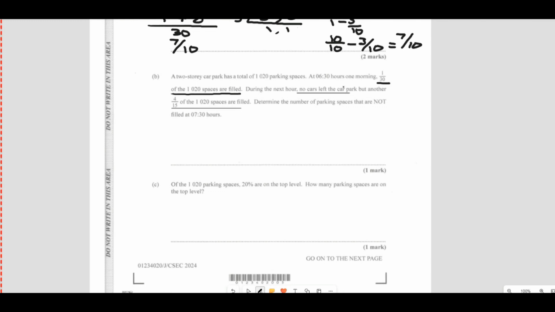But they fill it up with another 4/15, that is correct. You need to read carefully, right? They said another 4/15 of 120 spaces are filled. Determine the number of parking spaces that are not filled.